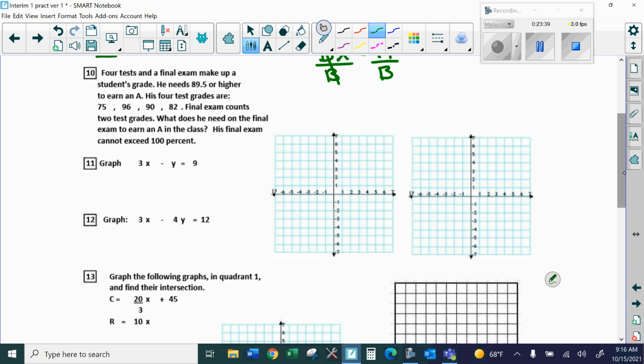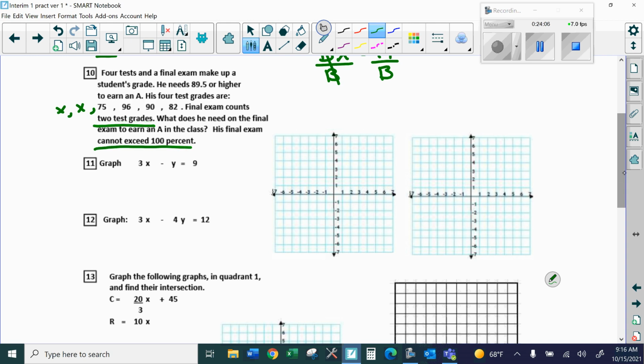Okay, 4 tests and the final exam make up a student's grade. He needs 89.5 or higher, because that'll round to a 90 to earn an A. His 4 test grades are these. Final exam counts 2 test grades. So you have these 4 plus an X plus another X counts 2 test grades. Whatever they are, they count twice. What does he need on the final exam to earn an A in the class? His final exam cannot exceed 100%. You can't get a grade higher than 100%.